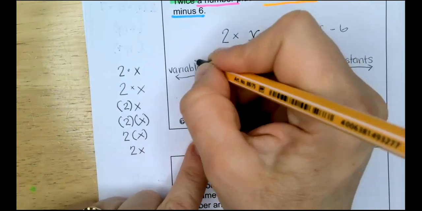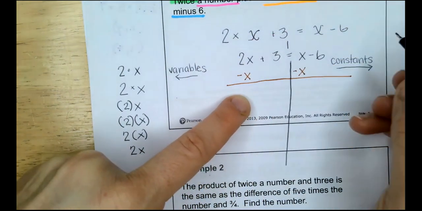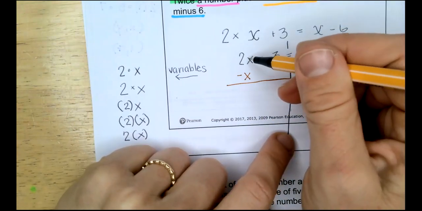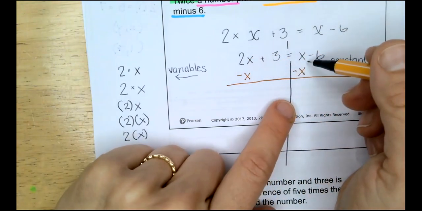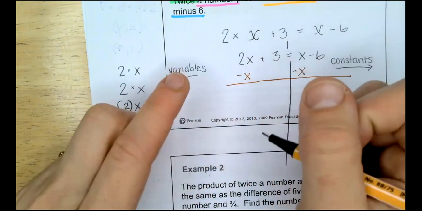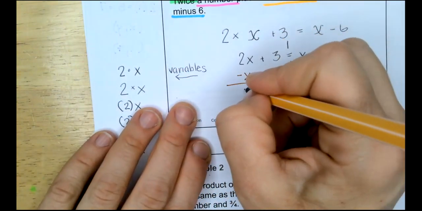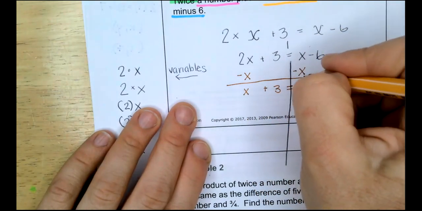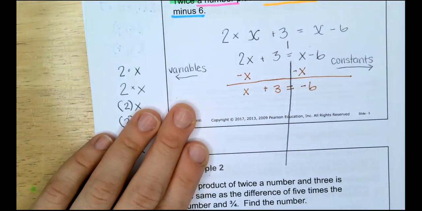It's good to have your variables on this side, but it's also good to have your variables be positive. So if these were switched, I would consider moving the x over here just to keep it positive. I would rather have a positive variable than a variable on the left. 2x minus x is just x plus 3. x minus x is gone, so x plus 3 is negative 6 now.